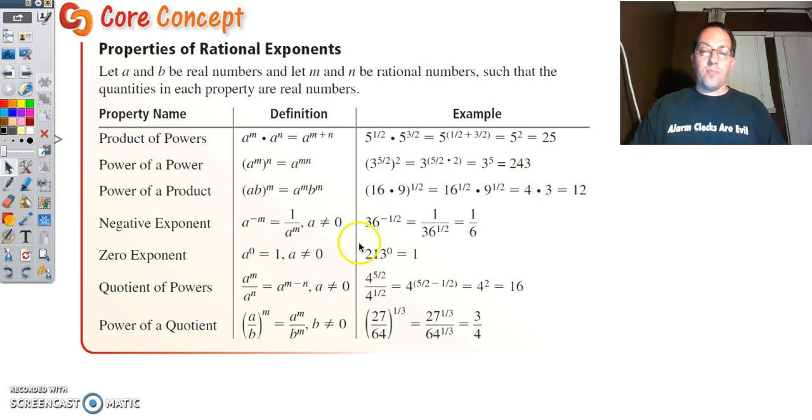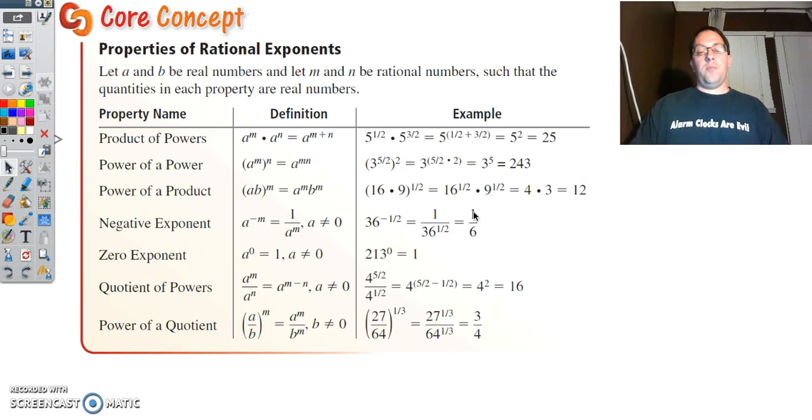So what we have here is 36 to the negative 1/2 power. That's 1 over 36 to the 1/2 power. So 1 over the square root of 36, which is 6. So 1 over 6. Another way to look at this, you can deal with the exponent first. So deal with the square root first. The square root of 36 is 6, and you've got 6 to the negative 1, which you take the reciprocal, and it's 1/6. So you can go either way with this.